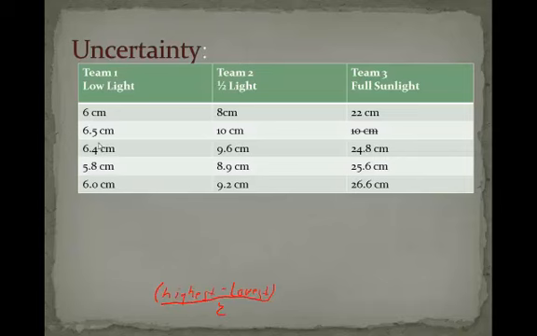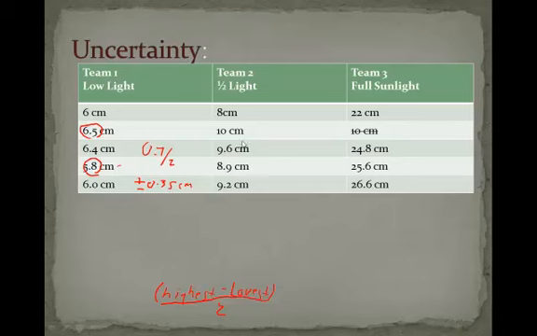So for Team 1, my highest value was 6.5 centimeters. My lowest value was 5.8. So I'm going to take 6.5 minus 5.8, and I'm going to come up with 0.7 centimeters. I then want to divide that by 2 to get an uncertainty of 0.35 centimeters. And then what I say is plus or minus. So basically what that tells me is that my true value is somewhere around my best value, either going to be minus 0.35 centimeters or plus 0.35 centimeters, somewhere in that range.